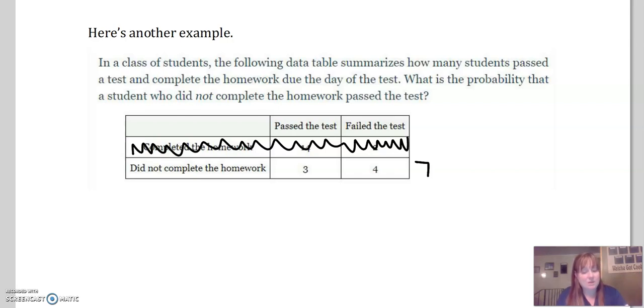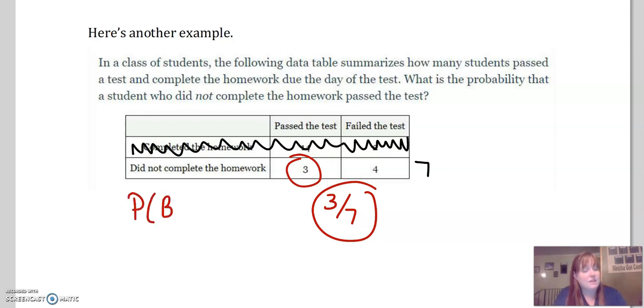So how many people did not complete homework? 7 did not complete the homework. So those are our sample space. And of those 7, if I picked from those 7, what is the probability that I pick someone who passed the test? Well, 3 of those 7 people passed the test. So it's a 3 in 7 chance of getting someone who passed the test given that they did not complete the homework. So did not complete the homework would be event A, passing the test would be event B, and so the probability of B given A is 3/7.